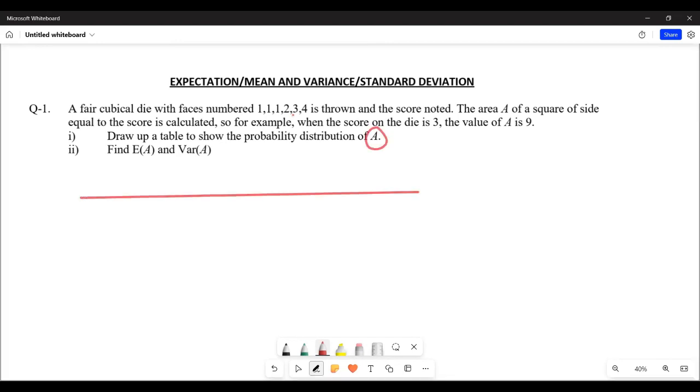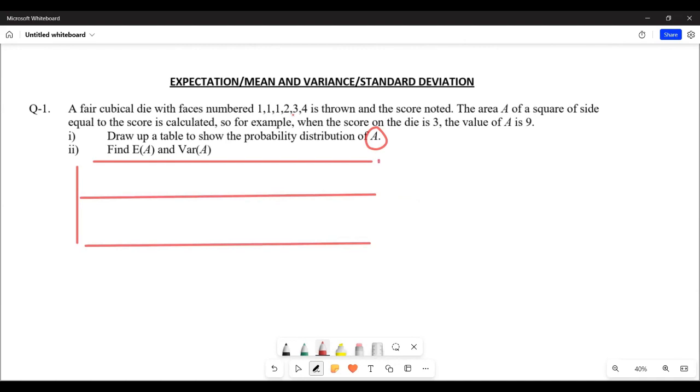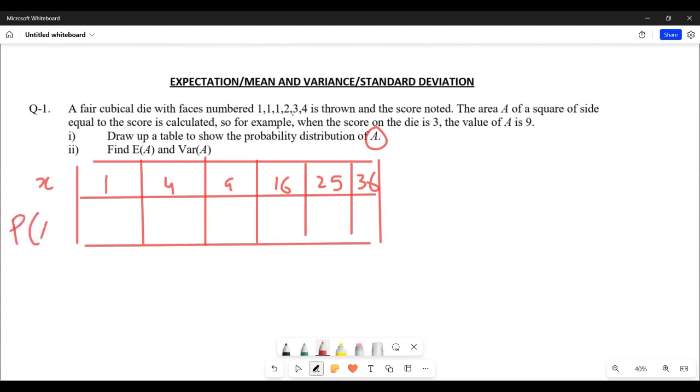Okay. So we have to draw the probability distribution table of A, which is the score. So when you throw a die, you get a 1. So the area would be 1 squared, which is 1. If you throw a die and you get 2, then the score is 4. If you get a 3, then the score is 9. Similarly, 16, 25, and 36. Okay, now we have to write the probabilities. This is X and this is probability of X.